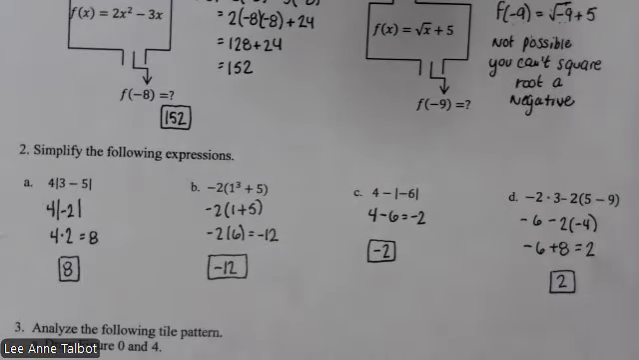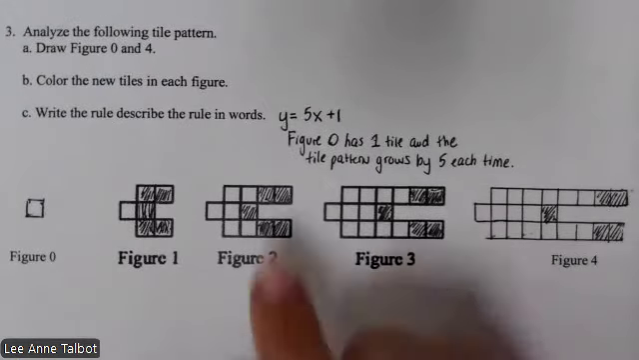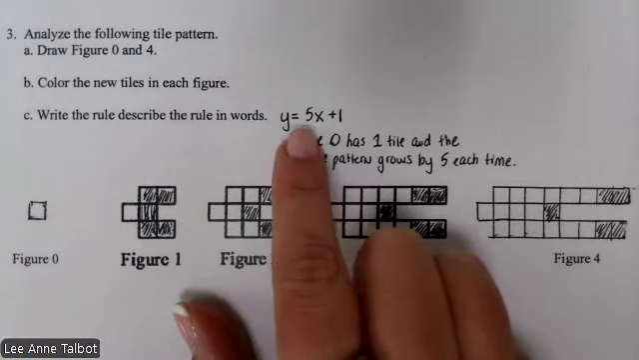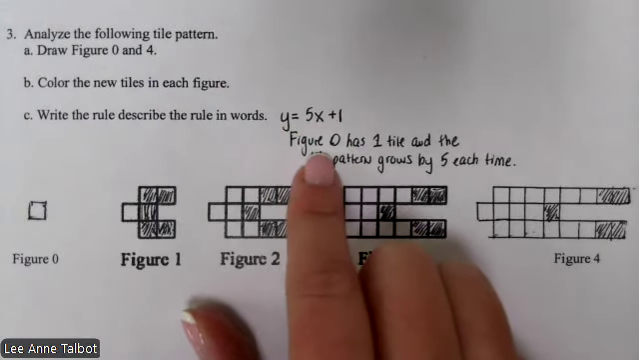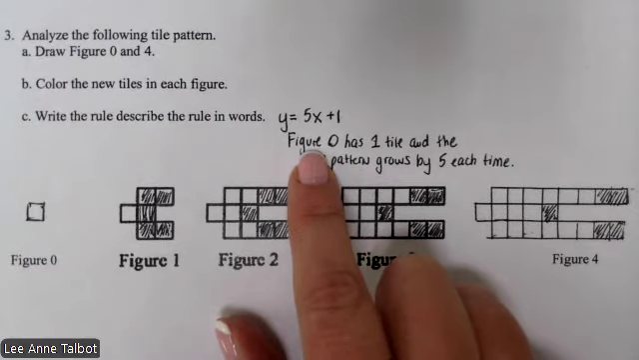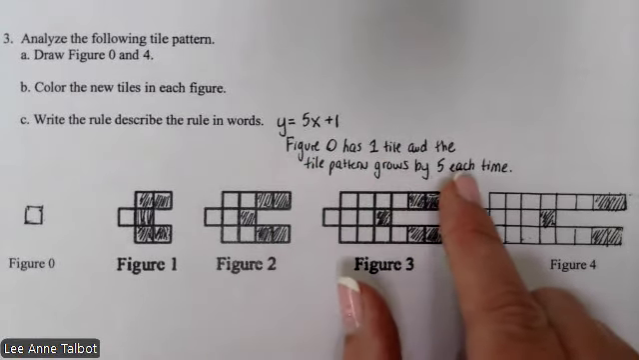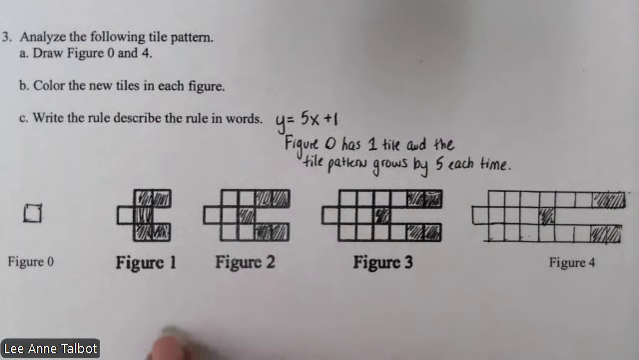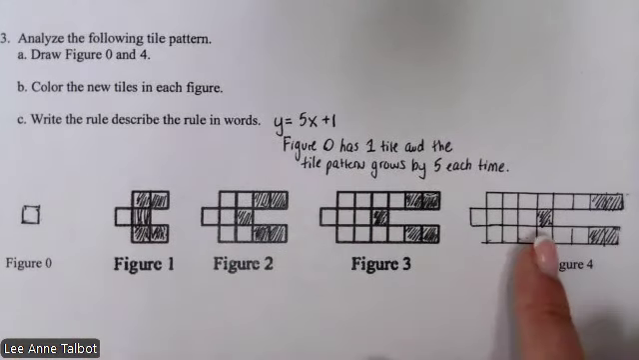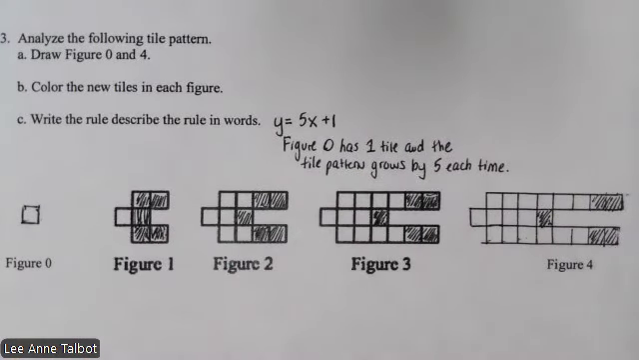Okay, are you guys ready to move to number 3? Does anyone need more time, I should say? Okay, number 3, the rule is y equals 5x plus 1. And describe in words is figure 0 has 1 tile and the tile pattern grows by 5 each time. And then here's figure 0, here's figure 4, and then there's my shading.